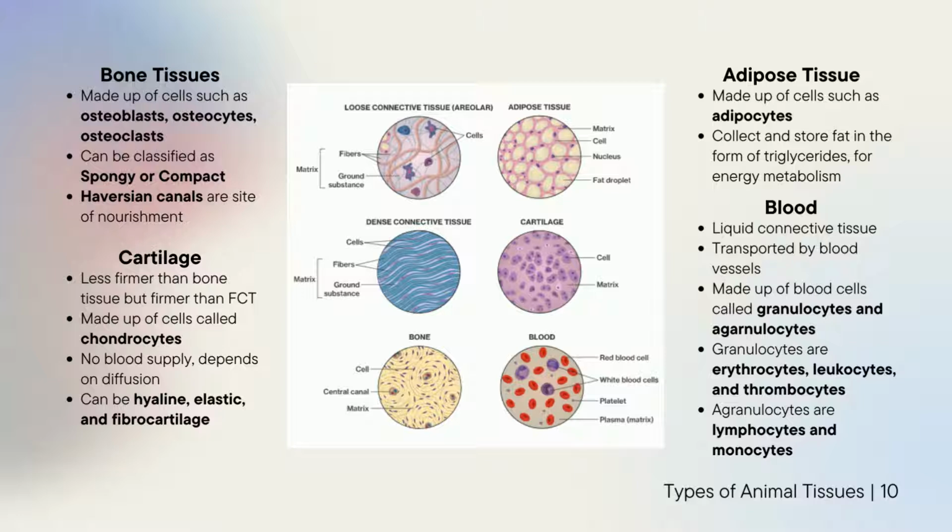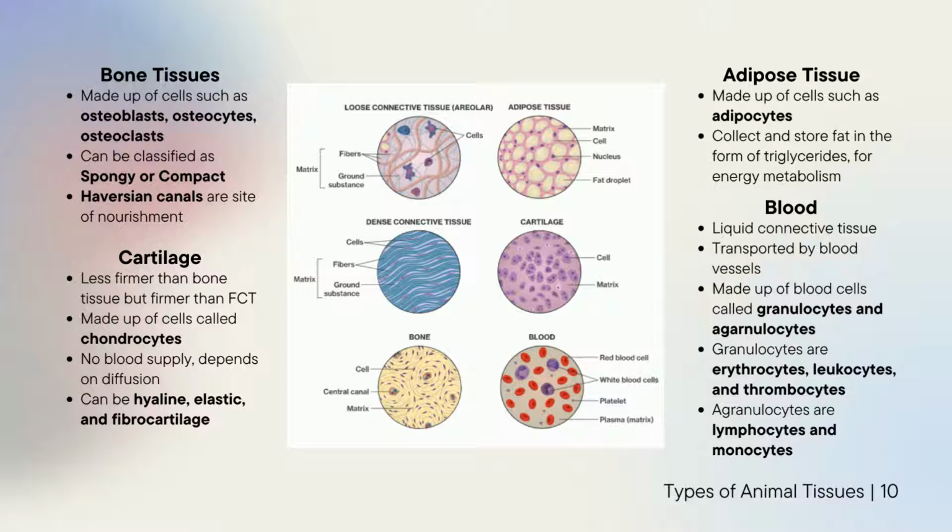Next, cartilage is a connective tissue less firm than the bone but firmer than the FCT or the fibrous connective tissue. What makes it firmer than the fibrous connective tissue? It has more fibers than the fibrous connective tissue. It is made up of cells called chondrocytes, and these chondrocytes are placed in an area in the cartilage called lacunae. It has no blood supply. The distinct characteristic of cartilage is it has no blood supply, but it depends on diffusion for its nourishment.